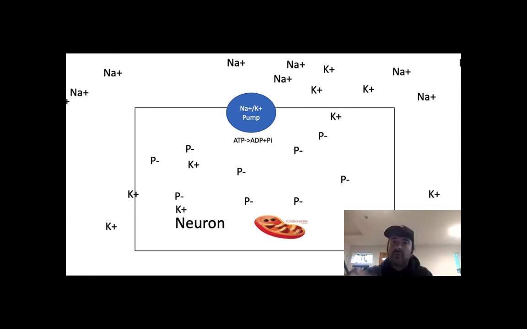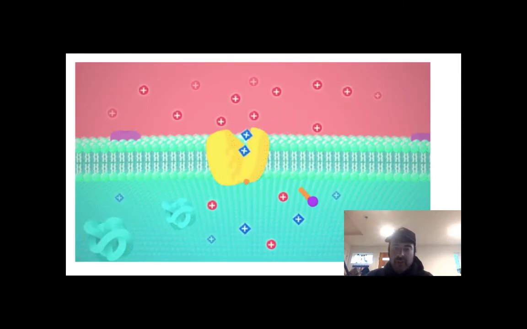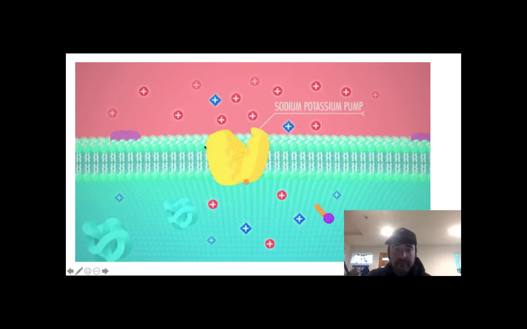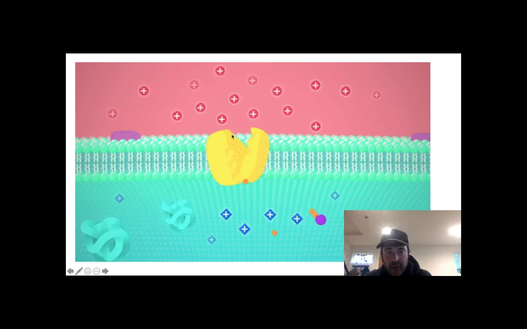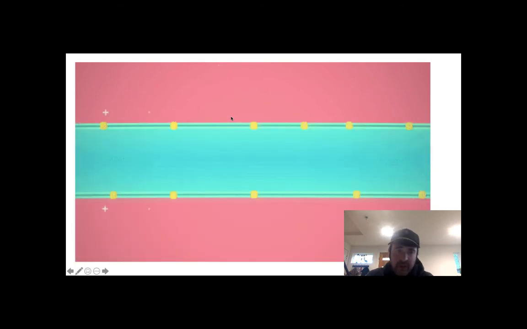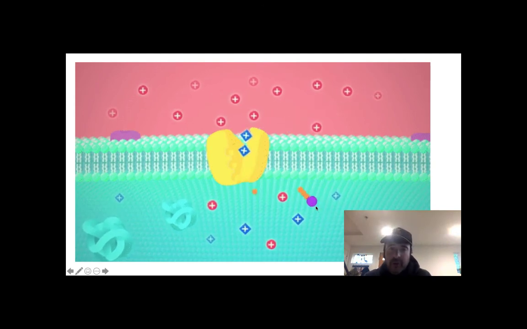Sodium has a higher concentration outside the cell. Potassium has a higher concentration inside the cell. We expend a lot of energy making sure that sodium has a higher concentration outside the cell and potassium has a higher concentration inside the cell. So if you look at the activity of the sodium-potassium pump, whoa, that went pretty darn quick. So the binding of potassium when it's exposed to the external environment, the binding of sodium when it's exposed to the internal environment, 3 sodiums out, 2 potassiums in at the expense of 1 molecule of ATP.